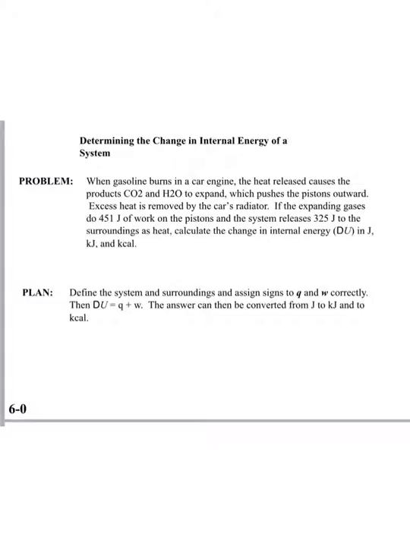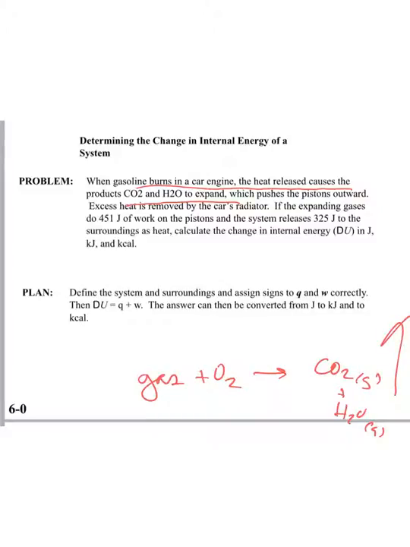So let's do this problem and see if it makes sense based on what you just learned. When gasoline burns in a car engine, the heat released causes the products CO2 and H2O to expand. So gas plus O2 goes to CO2 plus H2O gas. And it expands. Okay, it does work. It says it pushes the pistons outward. Excess heat is removed by the car's radiator.